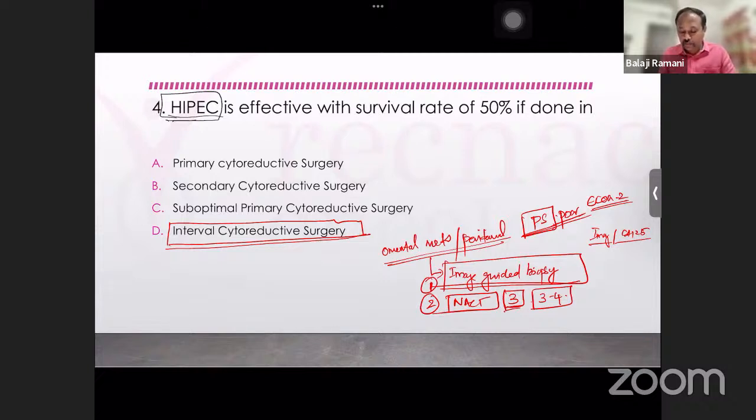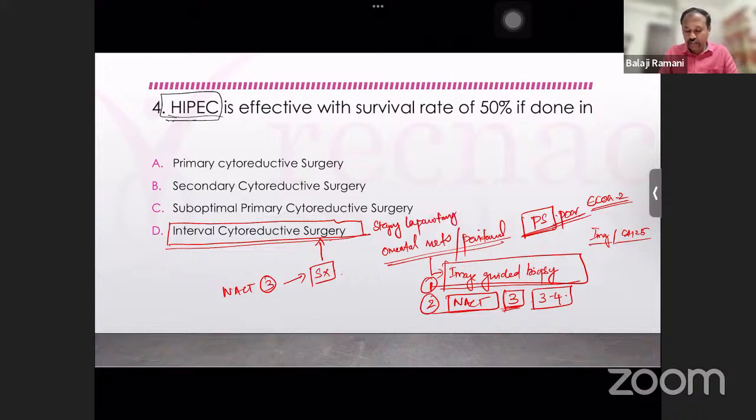Currently, what is preferable is to go for neoadjuvant chemotherapy, usually 3 cycles. So you go for NACT 3 cycles, then you will do surgery. Now, this surgery is known as your interval cytoreduction surgery. When you do it in the post-NACT setting, you don't call it a staging laparotomy.